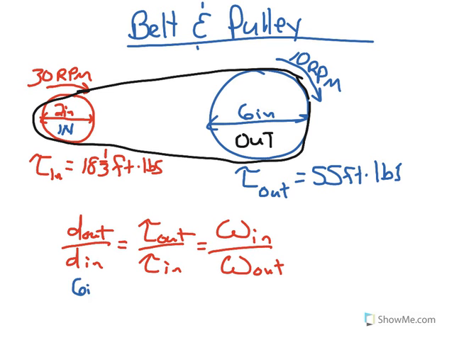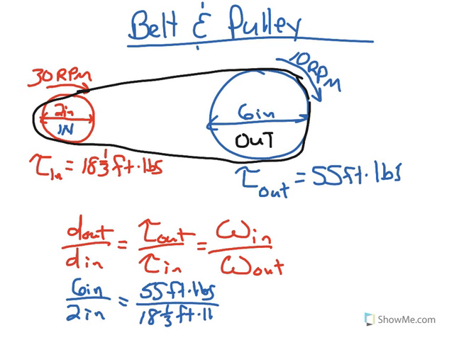Diameter of the out, 6 inches. You always label your numbers. Diameter of the in is 2 inches. Always label your numbers. The torque of the out is 55 foot-pounds. The torque of the in is 18 1/3 foot-pounds. Angular velocity of the in is 30 RPM, and the angular velocity of the out is 10 RPM.